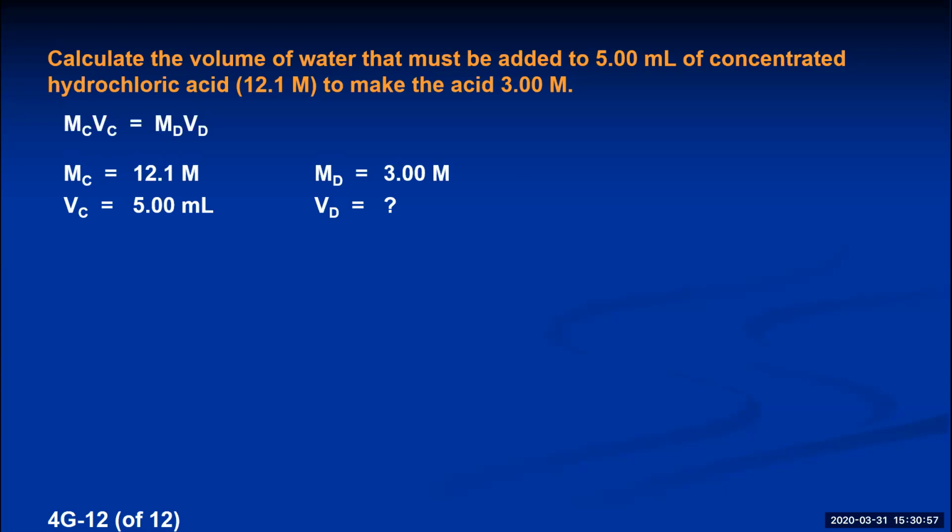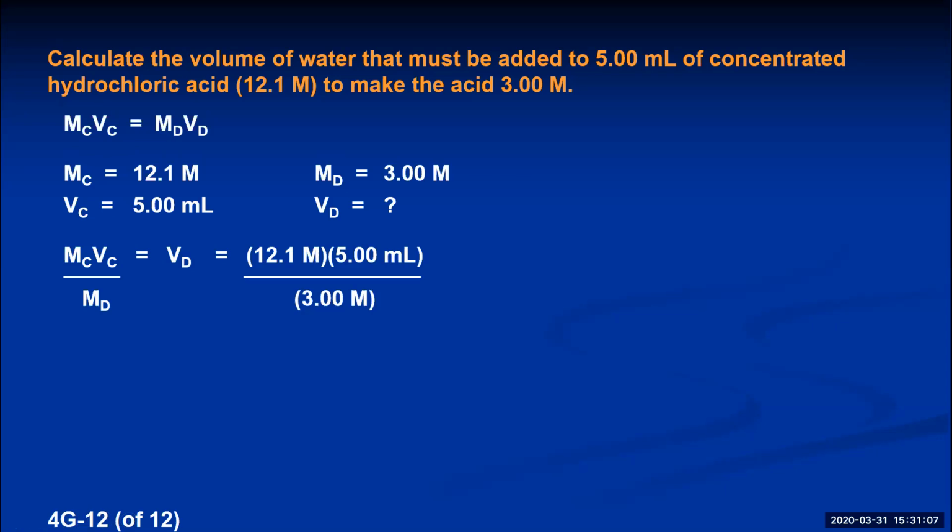So if you want to solve for the volume of the diluted solution, I'm going to move the M sub D over to the other side of the equation, and I'm going to plug the numbers into our dilution equation. So it's going to be 12.1 molar multiplied by 5.00 milliliters divided by 3.00 molar, and the molars will just cancel out. I'll get my answer in milliliters, and this comes out 20.2 milliliters. If you think you're done, you're wrong, because that's not the answer to the question. What is it that you've just calculated? That 20.2 is the volume of the diluted solution.